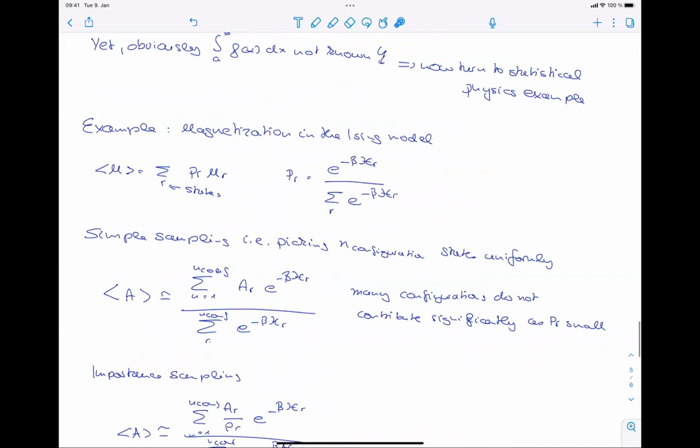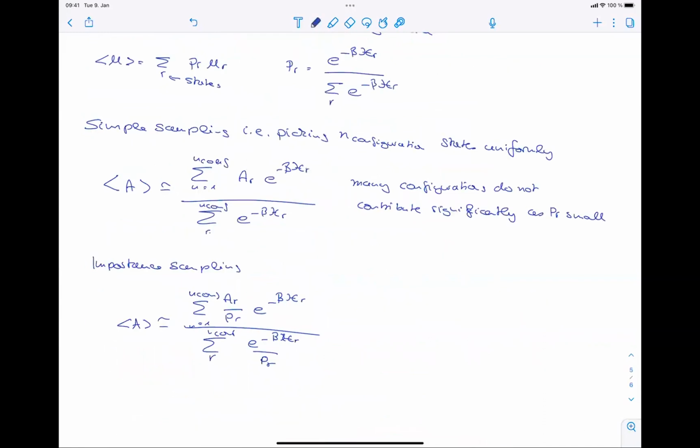And now the natural choice of how to choose this P of R for the statistical system is to have P of R proportional to the Boltzmann factor, right? So if I just take that, I know that those terms are contributing most that have a large Boltzmann weight, then I can just sample them accordingly, right? So I can just draw my states from this distribution.